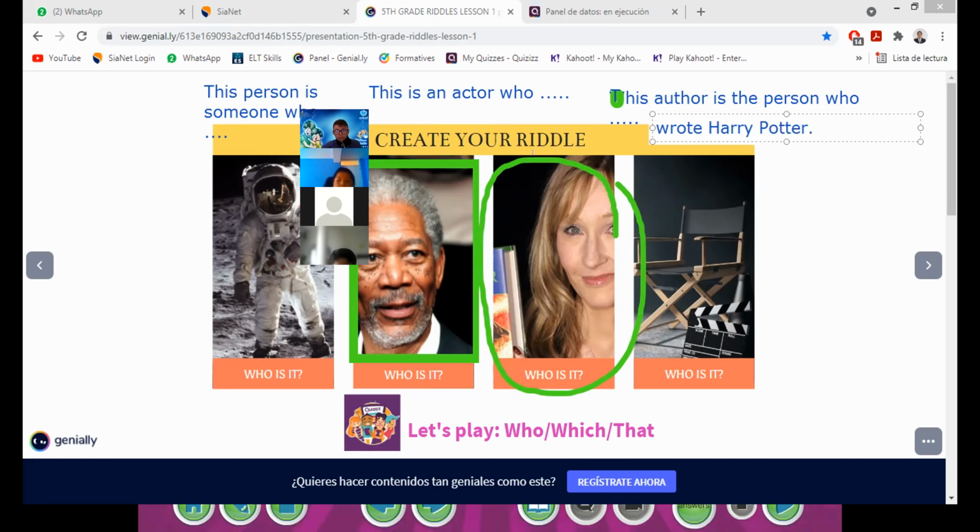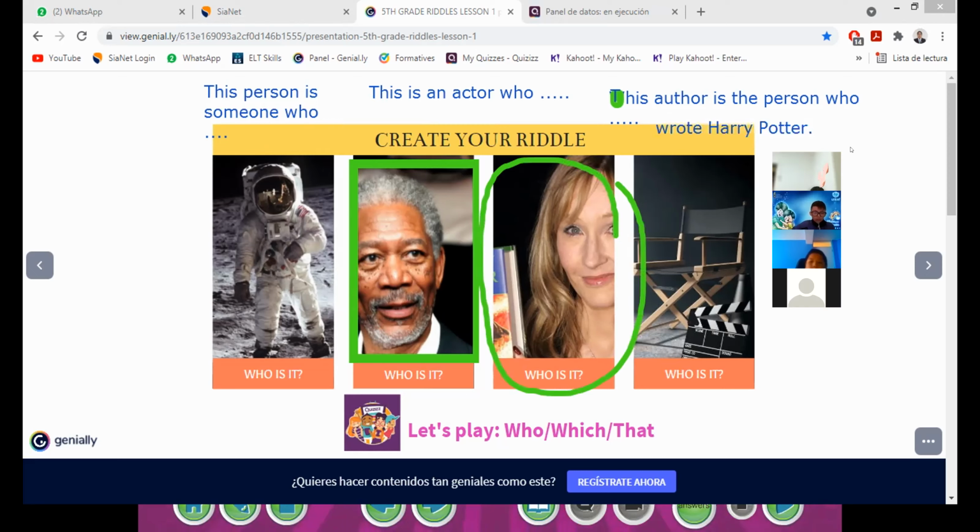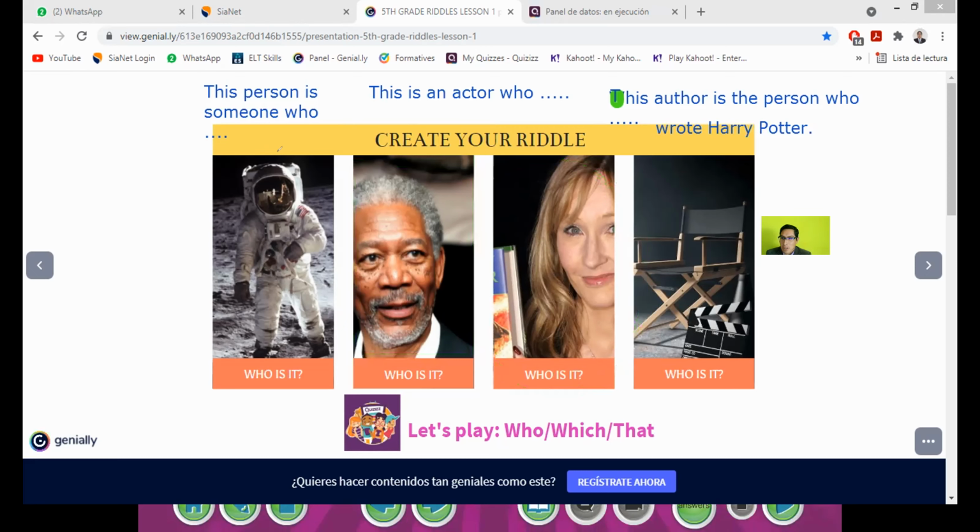You see, my friends? You can use the information from the internet, not necessarily from your book. But if you prefer the information from your book, go ahead. Okay? I'm going to divide the class. Please take a picture of this. Use this expression: This person is someone who. This is an actor who. This author is the person who.